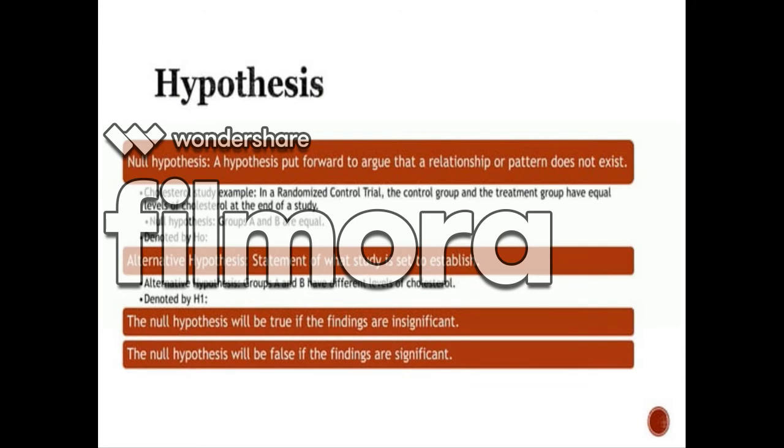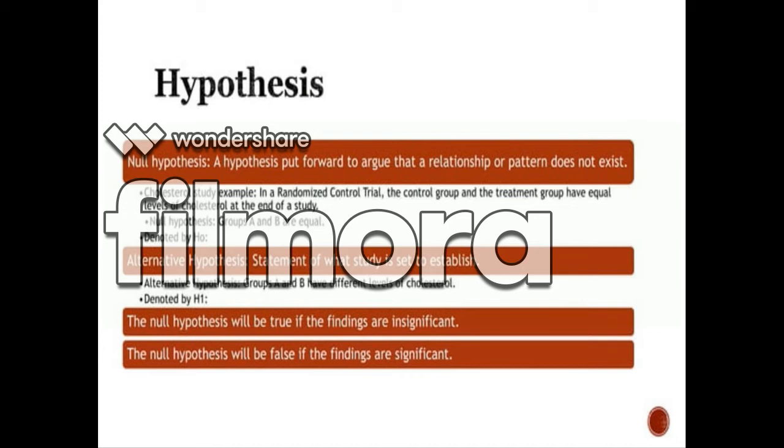Now let's talk about hypothesis. Null hypothesis, this is a hypothesis put forward to argue that a relationship or pattern does not exist. An example of this is the cholesterol study example. In a randomized control trial, the control group and the treatment group have equal levels of cholesterol at the end of the study. So the null hypothesis: group A and group B are equal, denoted by H0.